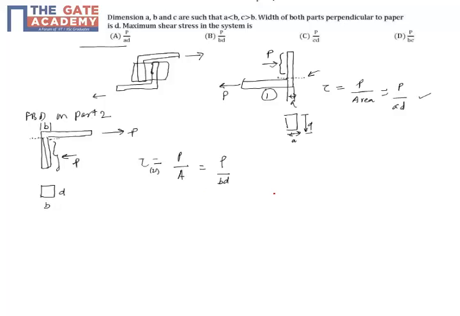Now we know that A is less than B. That means 1 by A is greater than 1 by B, and so P by AD is greater than P by BD. So the shear stress at section 1 is more, because the area with A is less than with B. So P by AD is the answer. The answer is A. This is a simple question, checking your skill to calculate shear stress. Thank you.